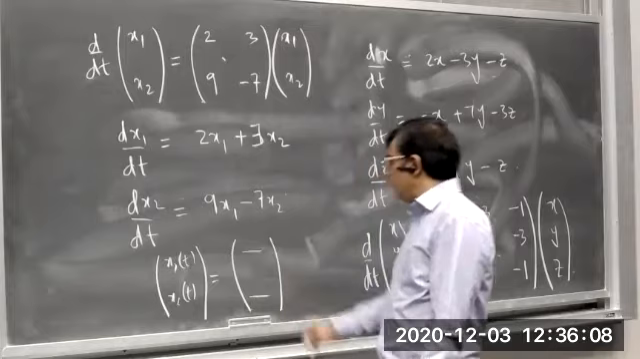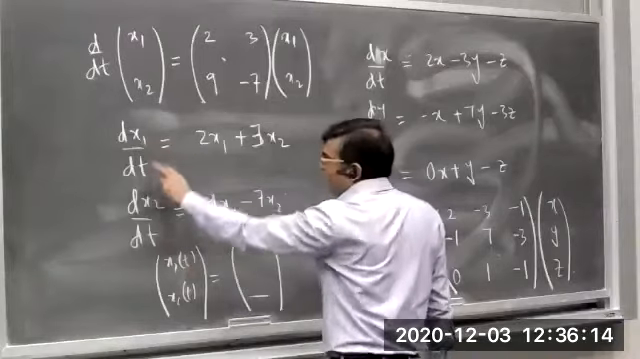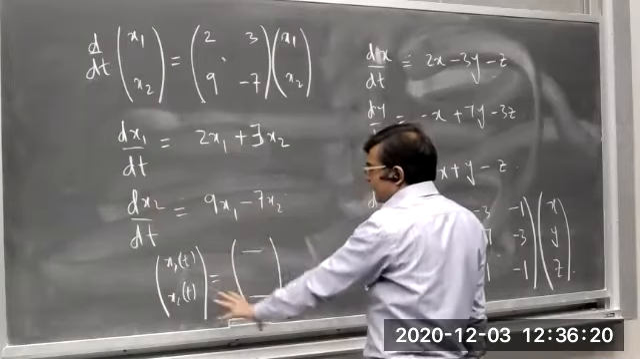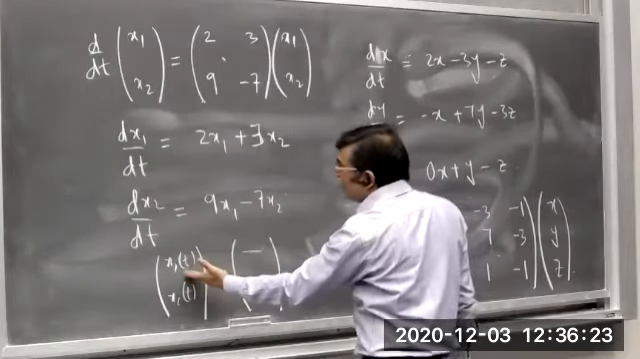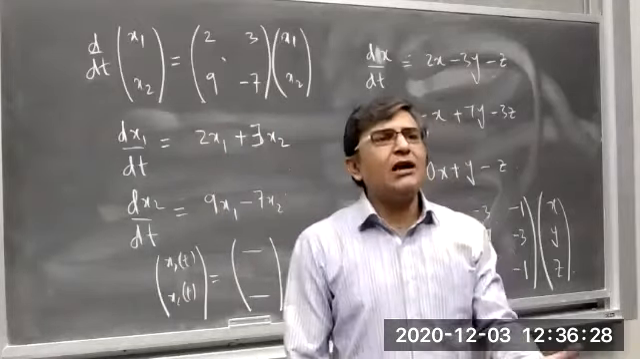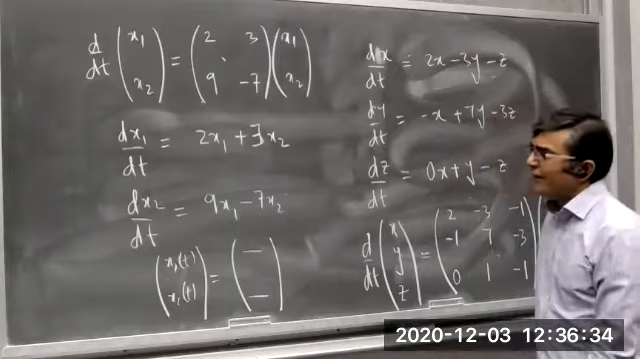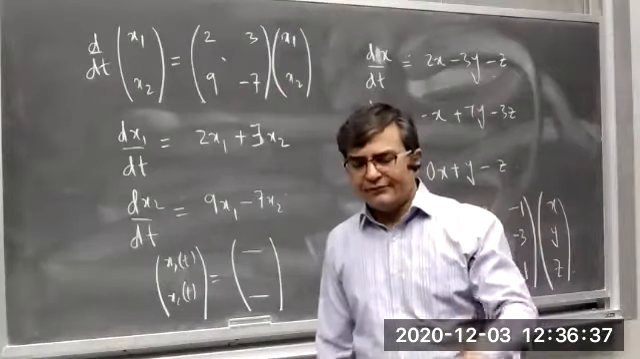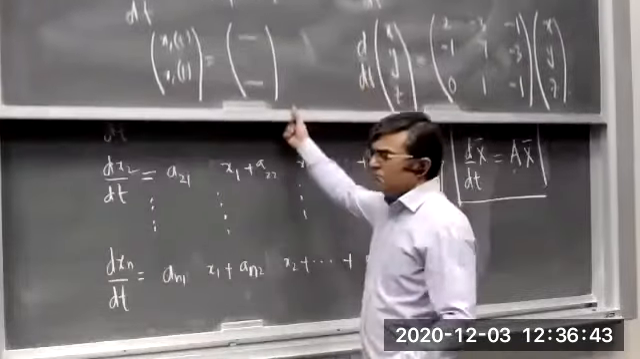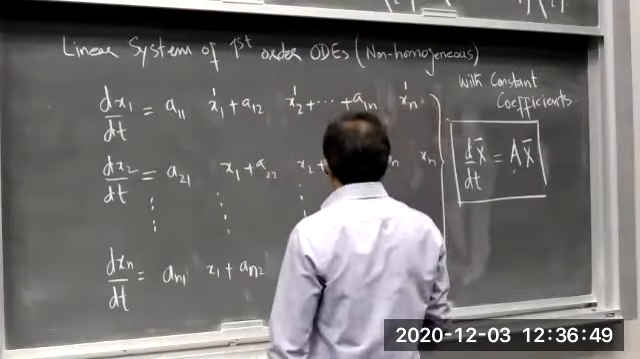We must have some functions of t so that if we put x1 and x2 in this system, each solution x1 and x2, the system turns into an identity. Both sides become equal. The left hand side of each differential equation must be equal to the right hand side of the respective first order differential equation. This is what we call the solution of the first order system, same as we discussed the solutions of simple differential equations.